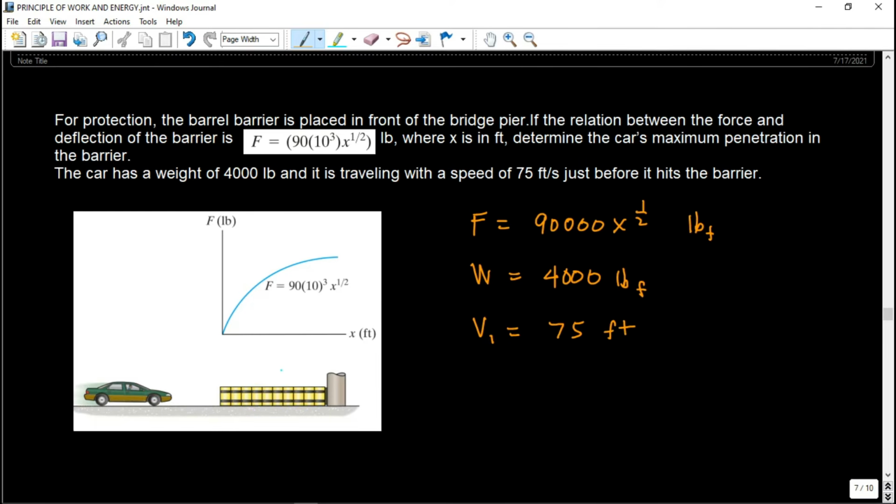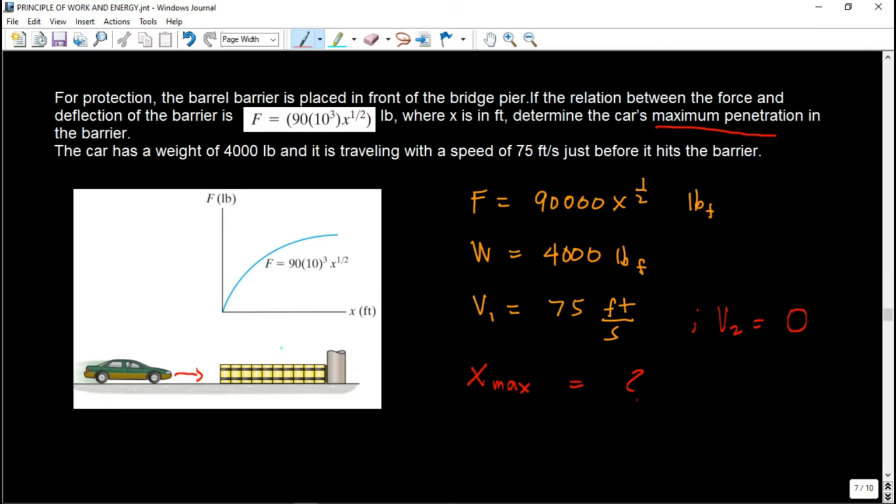75 feet per second. So, after the car hits the barrier, syempre, sa maximum penetration, titigil yung car natin. So, the car will stop at that final position which is the maximum penetration. So, yung V sub 2 natin is 0. Okay, it will become at rest at that maximum penetration. So, what is that maximum penetration? So, yun yung hinahanap natin dito. Okay, that is actually x. So, what is x max? Ayun. So, dito, ito yung mga given natin.